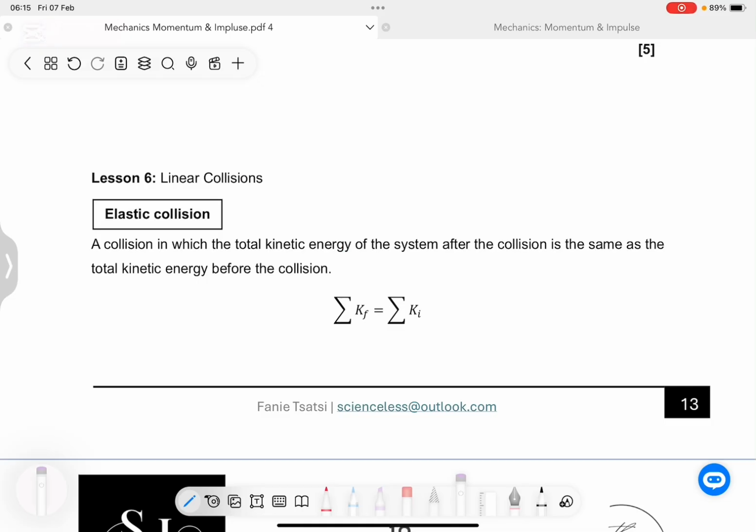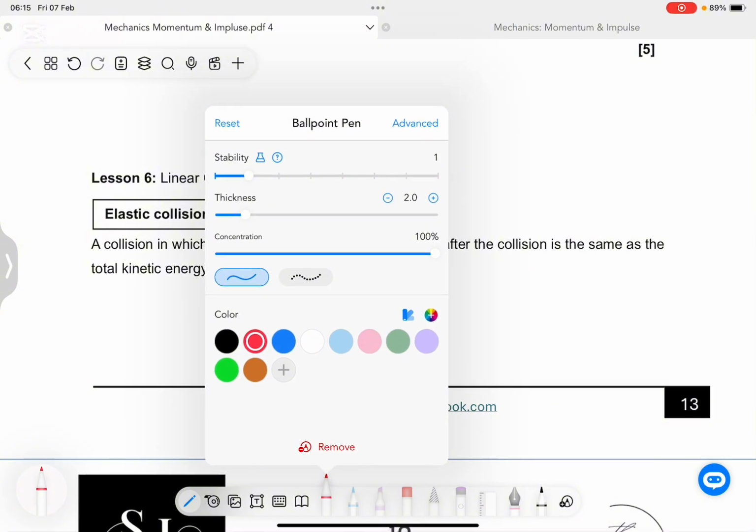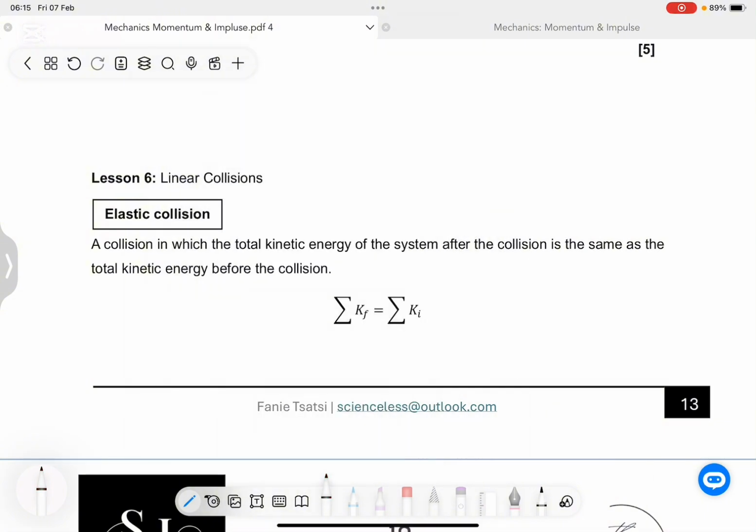The very last lesson that we'll be studying in mechanics, momentum and impulse is linear collisions, lesson 6. There are two types of collisions that we'll be studying in this lesson: elastic and inelastic collisions. But before we look at those collisions, I want us to study a couple of concepts that are used to define these collisions.